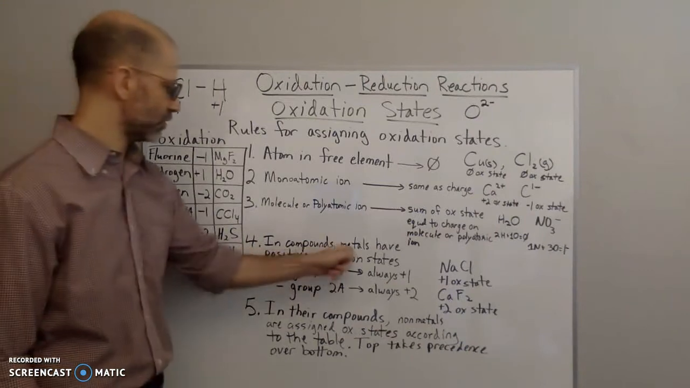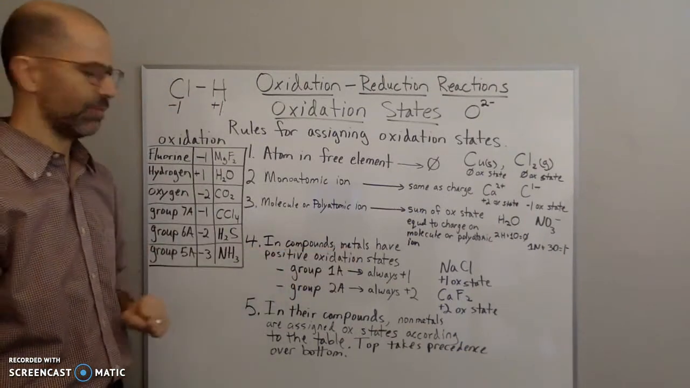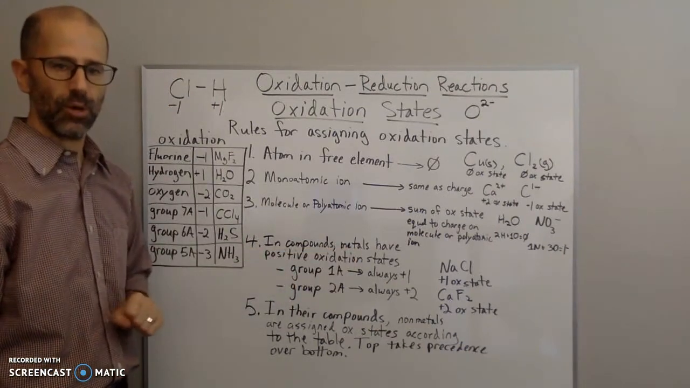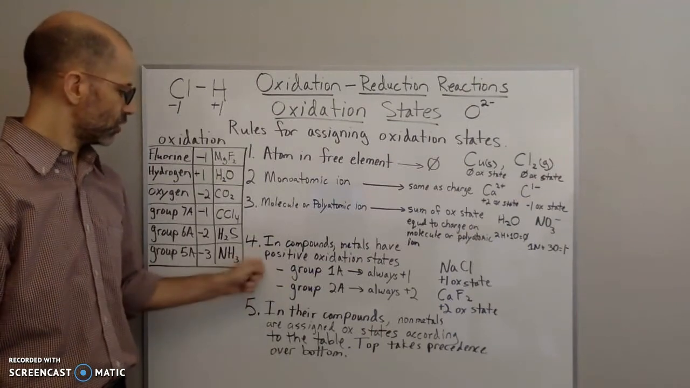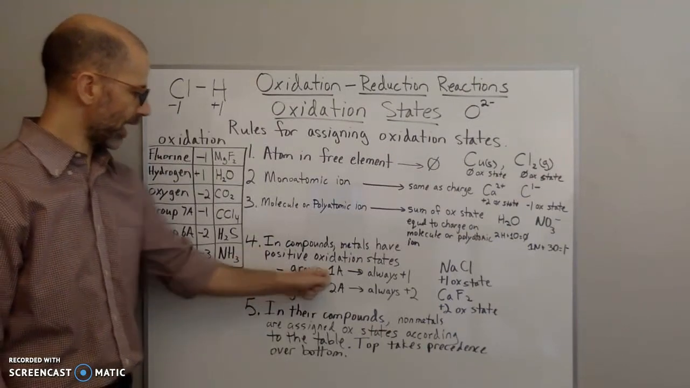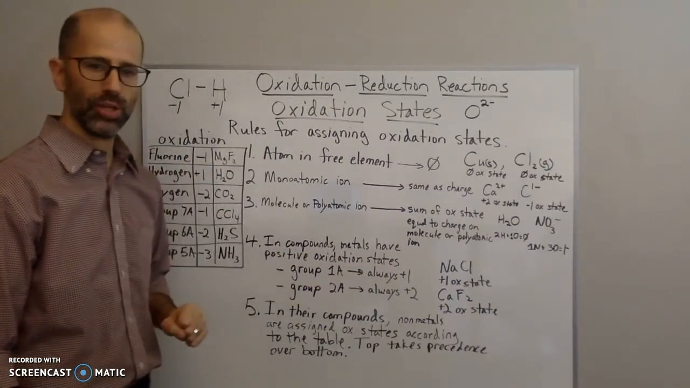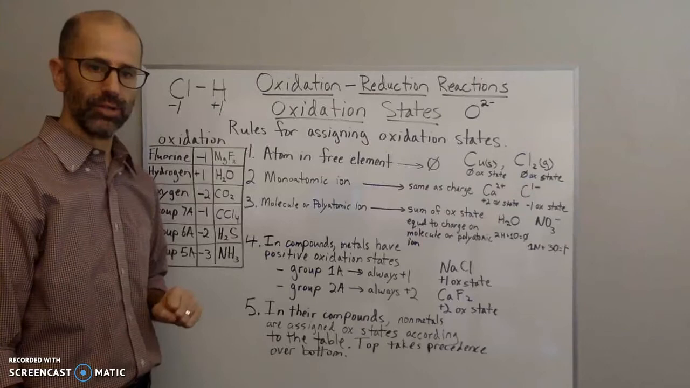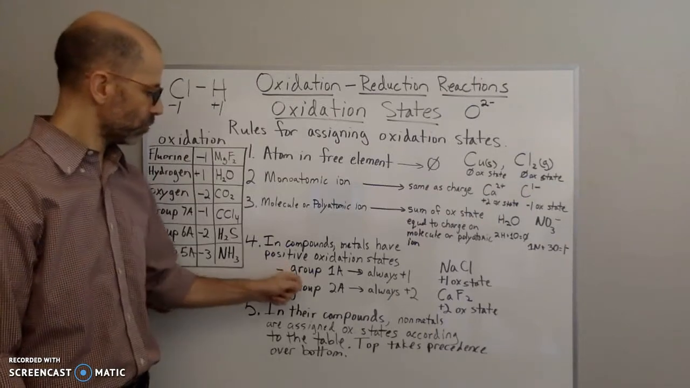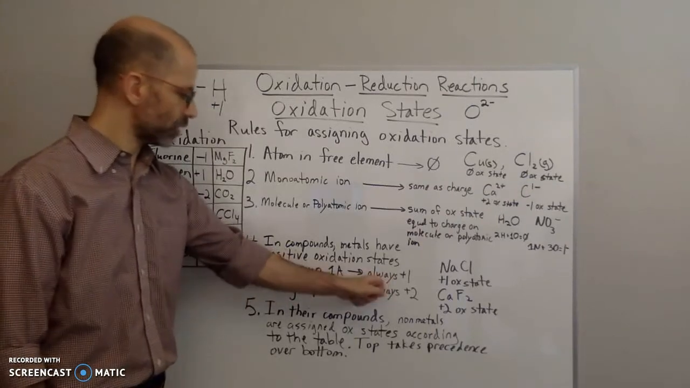Number 4, if you are in a compound. So in compounds, metals have positive oxidation states. So this is always the case. So for example, group 1A and group 2A. Group 1A are always going to have +1 charges in a compound. So if they're in a compound, group 1A elements are always +1.